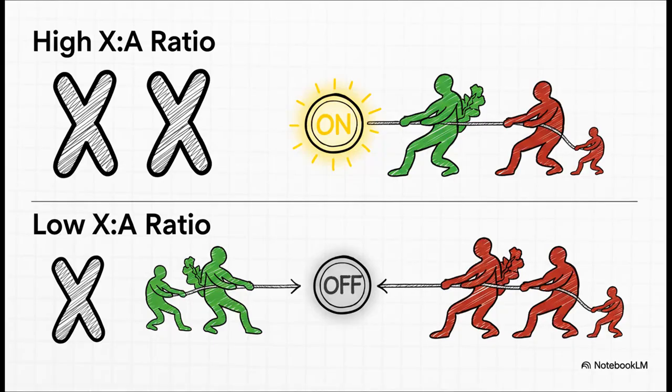So, here's the outcome. The crucial point is this. When you have 2 X chromosomes, that high concentration of activators just overwhelms the inhibitors. The activators win, and the SXL switch gets flipped on. That is the key to becoming female. But with only 1 X chromosome, the inhibitors win the battle, and the SXL switch stays off.